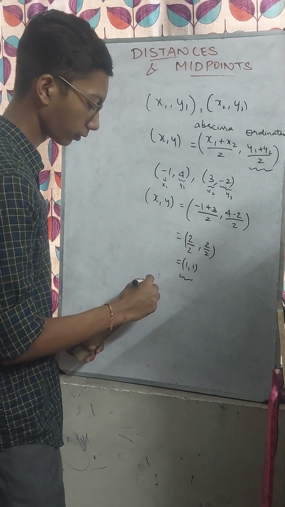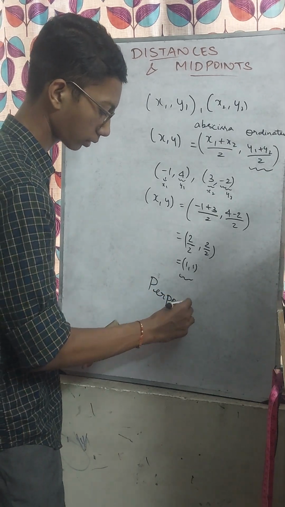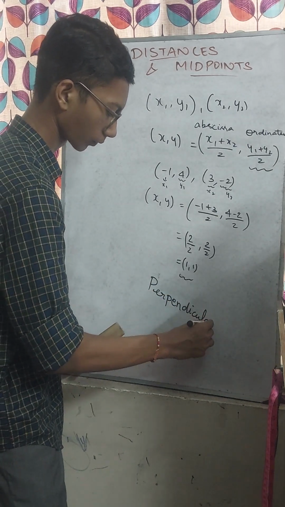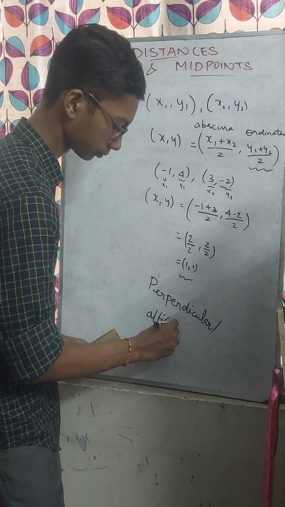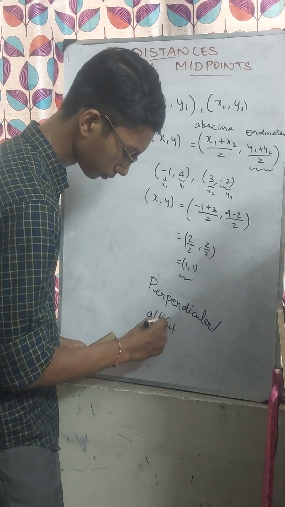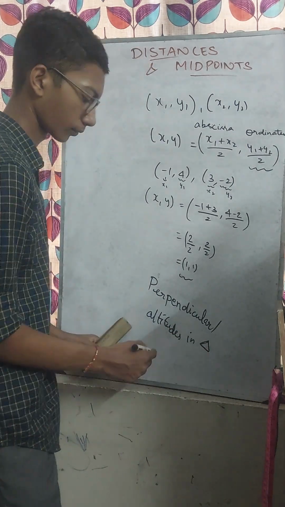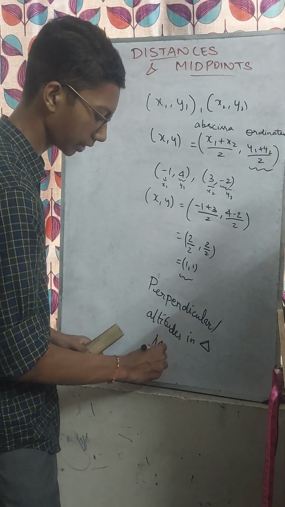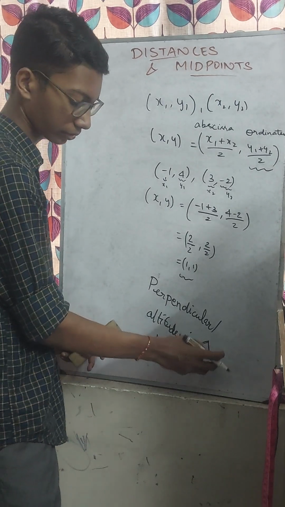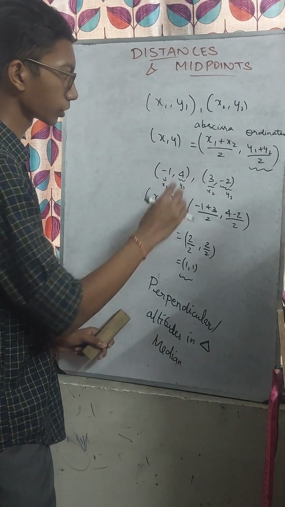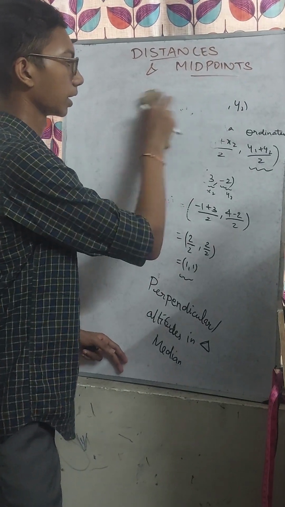This will be very helpful when you are dealing with perpendiculars or altitudes in triangles, or medians as we sometimes call them. So when you are dealing with all these in relation to triangles, midpoints will be very, very helpful. So that's all about distances and midpoints.